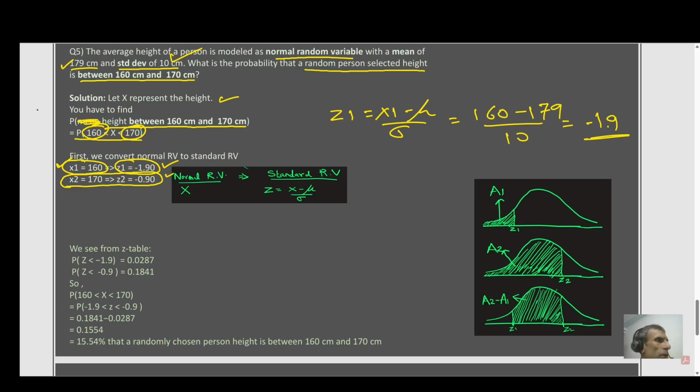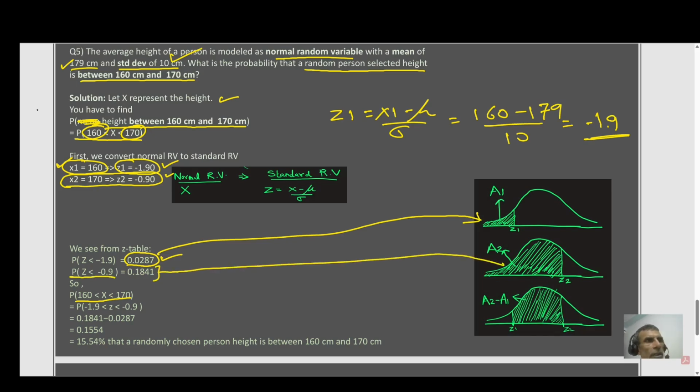So I know my z1 and z2. Remember the question is this: you have to find the x between 160 and 170. So let's find this one first. Let's find the probability of z less than minus 1.9. Using your z table, this will give you 0.0287. That's your answer. This one represents this area. So this one right here, the probability of z less than minus 0.9, will represent this area right here.